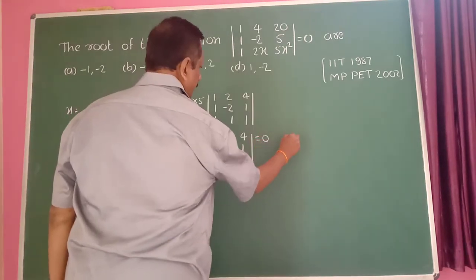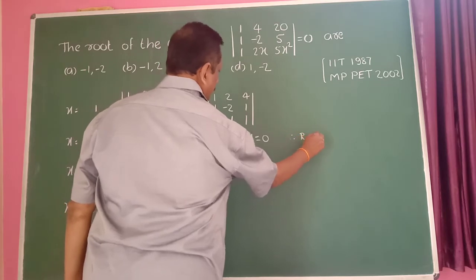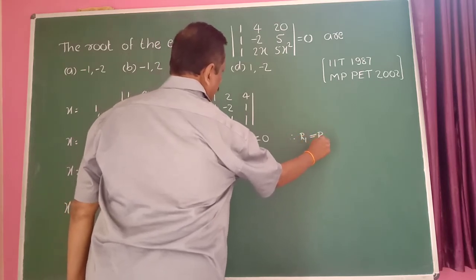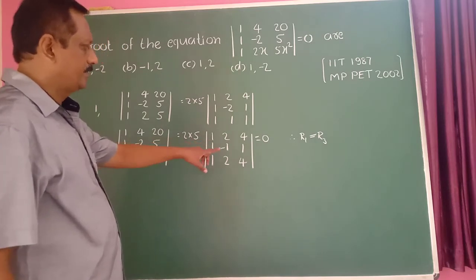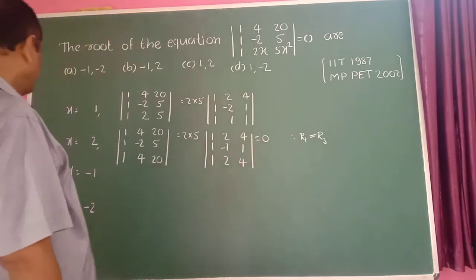Obviously it is 0 here, because R1 is equal to R3. The first and third rows are identical. Hence the value of this determinant is 0.